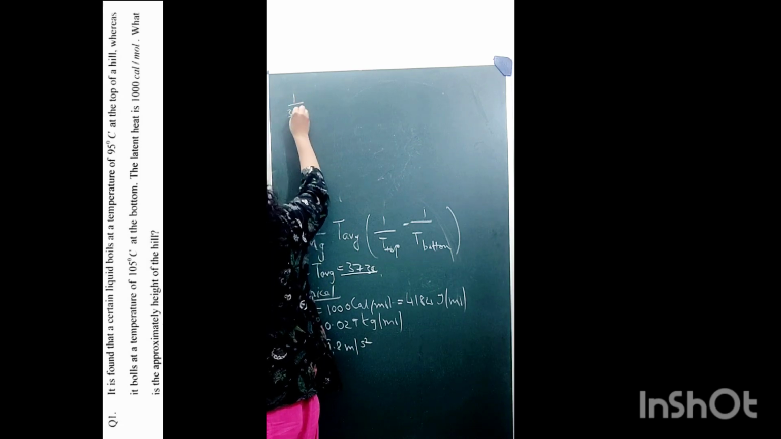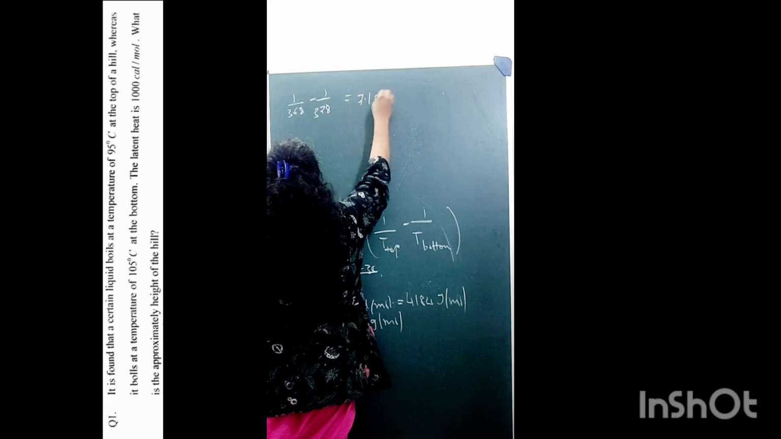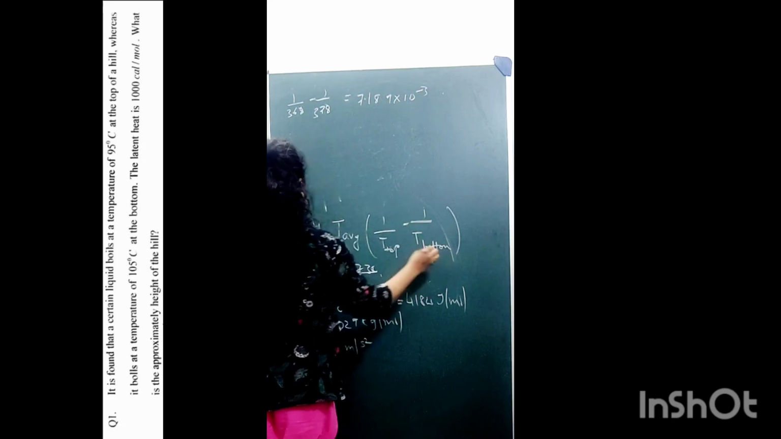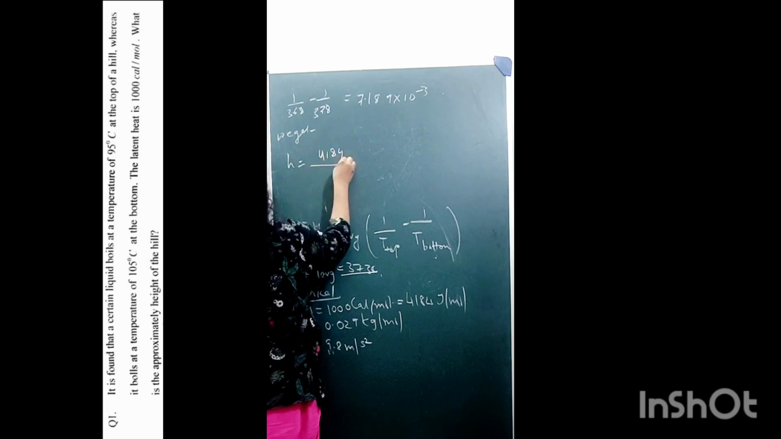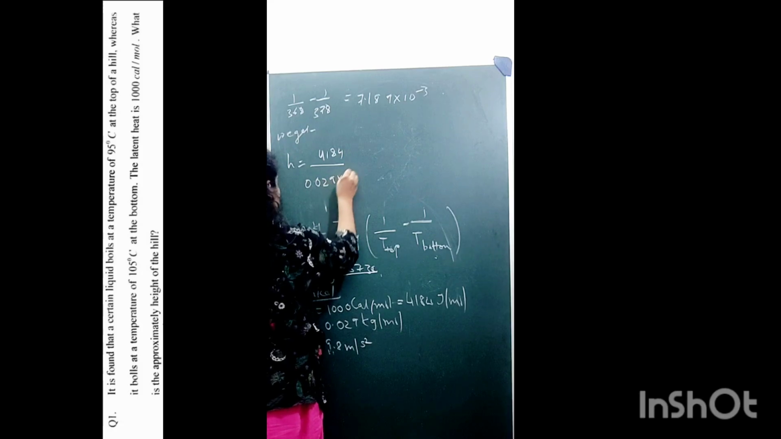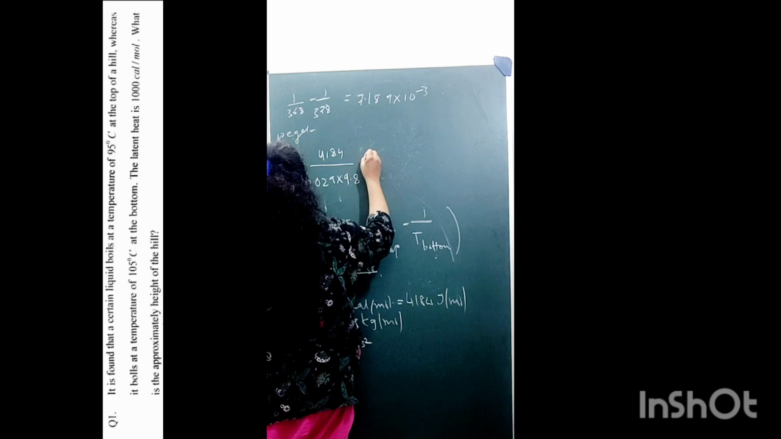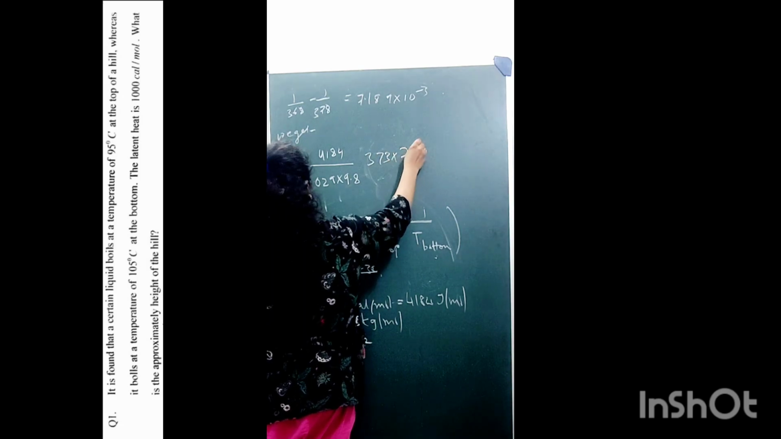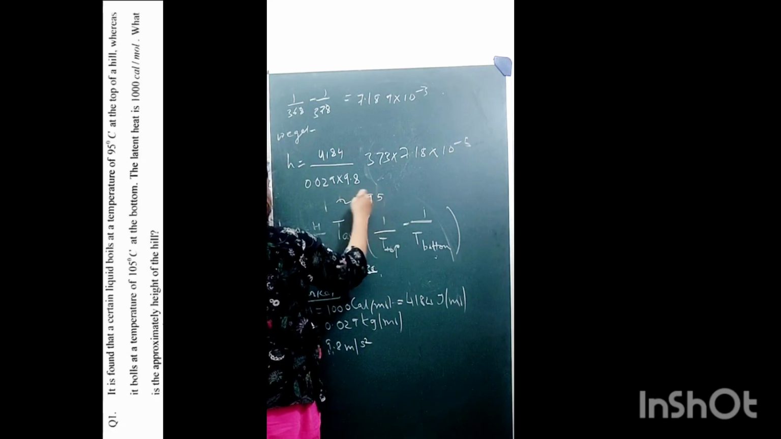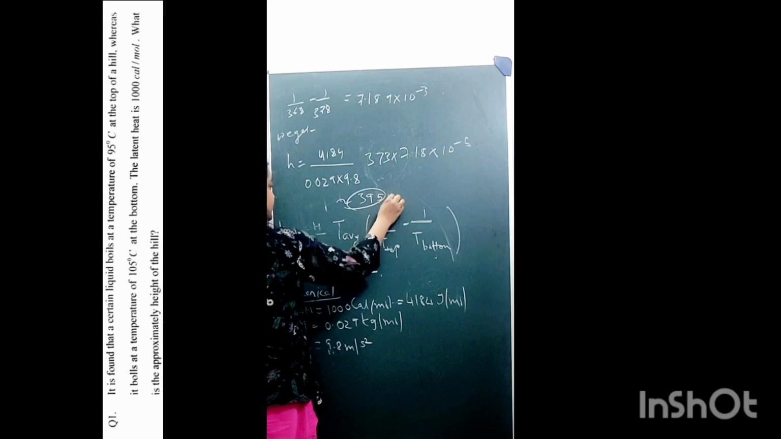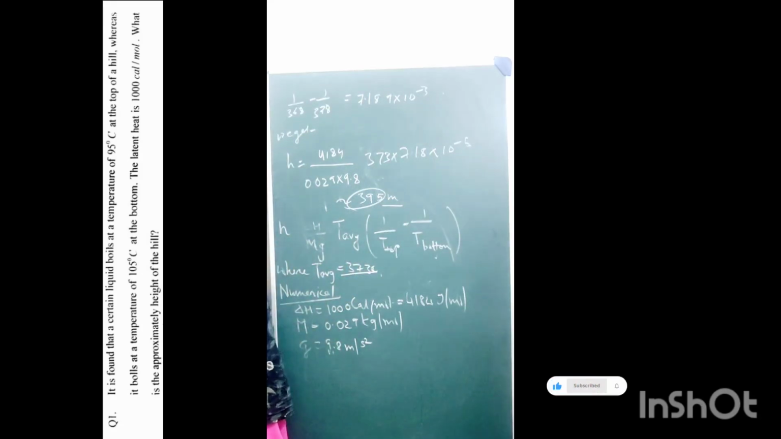We get 1 upon 368 minus 1 upon 378 is equal to 7.189 into 10 to the power minus 5, this part, and we get then H is equal to nothing but 4184 divided by 0.029 into 9.8, and then multiplied by 373 into 7.189 into 10 to the power minus 5. So calculating, you get 395 meter approximately. Put it down fast. So this is a very good question of statistical mechanics.